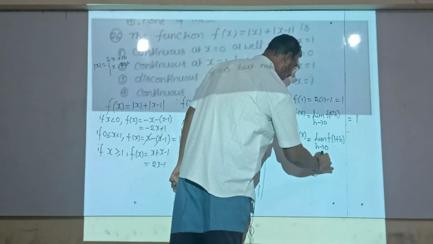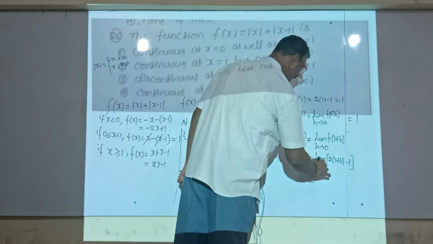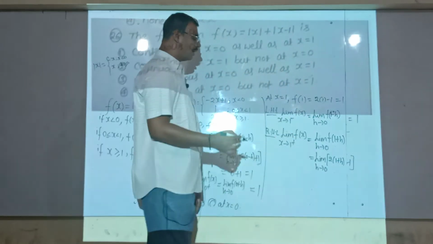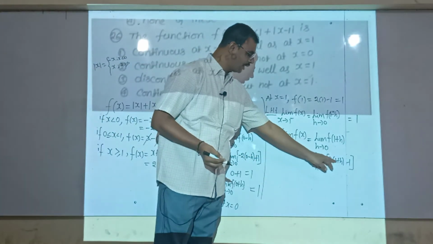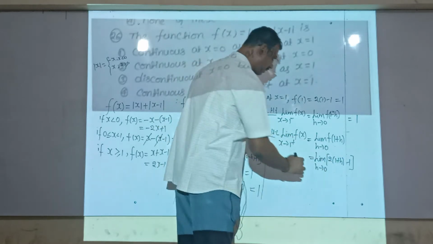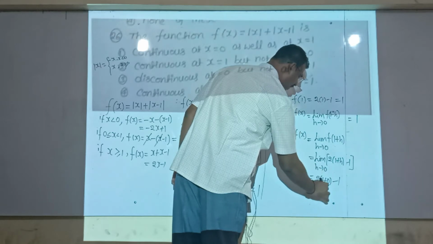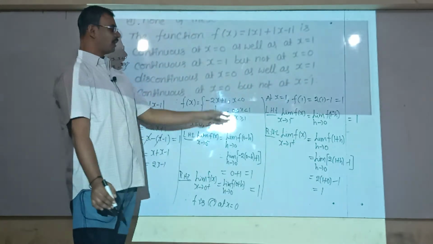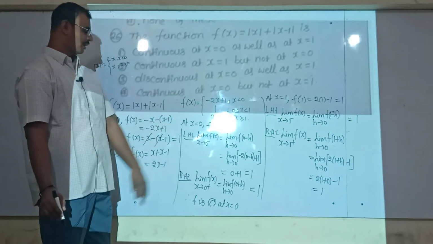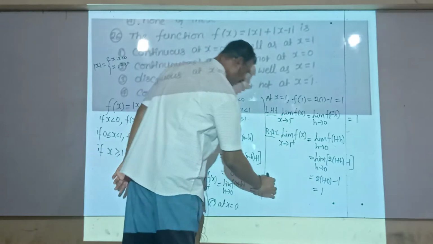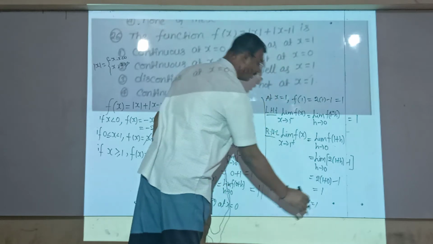Substitute here, limit of 2 into 1 plus h minus 1 as h tends to 0. Now you apply the limit, put h equal to 0: 2 into 1 plus 0 minus 1, this is equal to 1. Observe now, left hand limit is 1, right hand limit is 1, f of 1 is also 1. So therefore, f is continuous at x equal to 1 also.